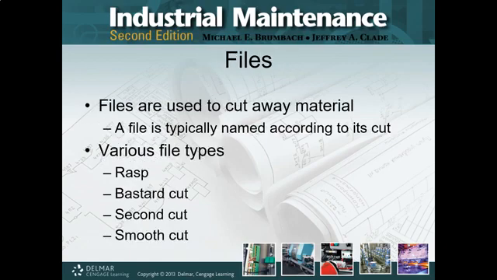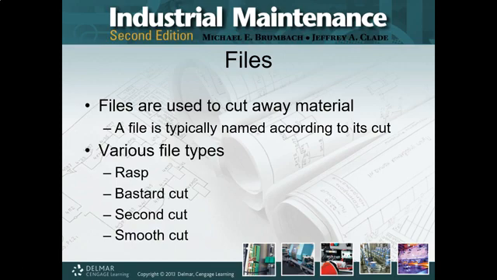Files. Used to cut away material. Look, with files, we're trying to remove material, but we're not trying to cut through the material. We're trying to smooth it out or we're trying to shape it. Various types: we've got the rasp, bastard cut, second cut, smooth cut, all the way around. Rasps are very, very rough cut files. Typically, you will use a rasp on soft material like wood. Then there's bastard cut.